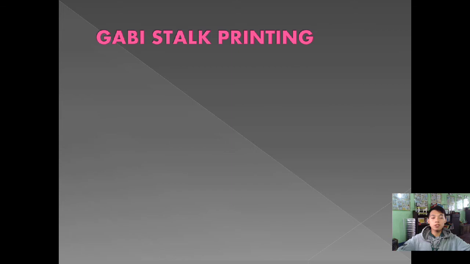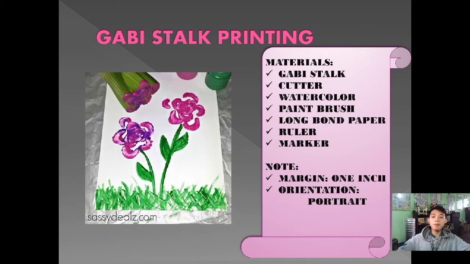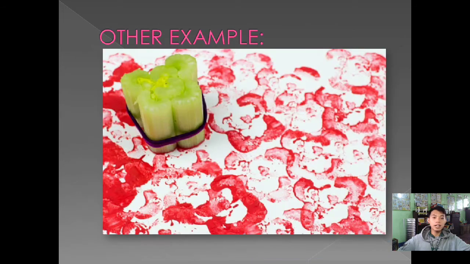Next, we have here gabi stalk printing. Okay. Just like banana stalk printing, they are similar, but the stalk they use is different. Of course, gabi should be used. Okay, so the picture you see is an example of gabi stalk printing. And the materials needed are gabi stalk, cutter, watercolor, paintbrush, longband paper, ruler, and marker. Okay, then take note again, the margin must be 1 inch. And the orientation should be portrait. It cannot be landscape, it must be upright. Okay? I hope that's clear.